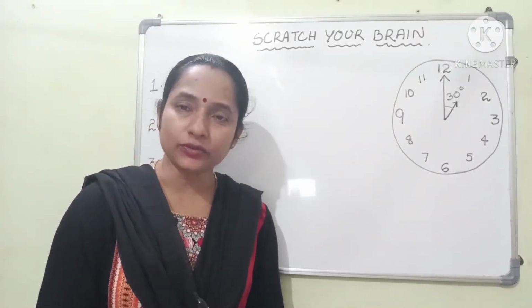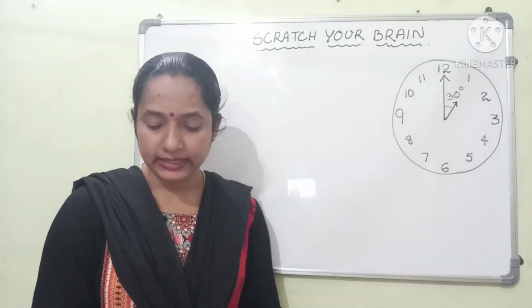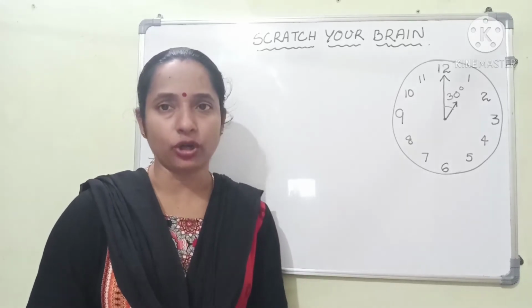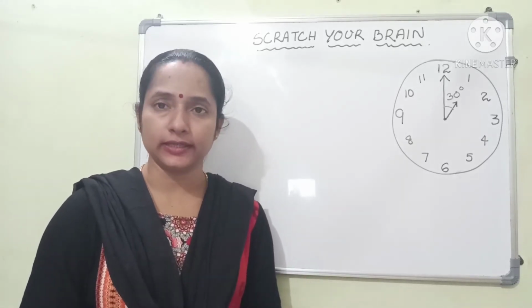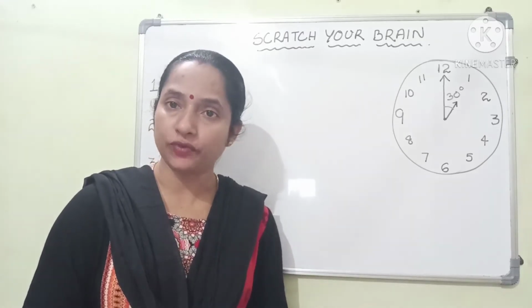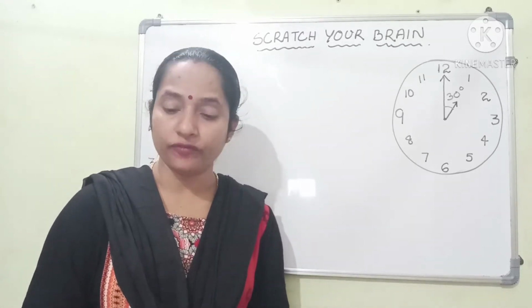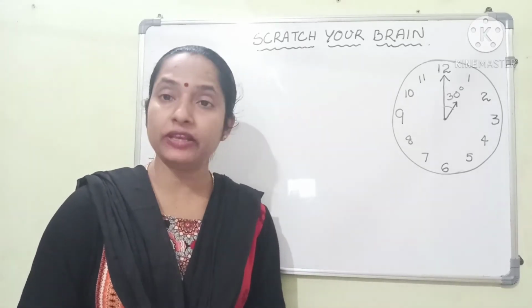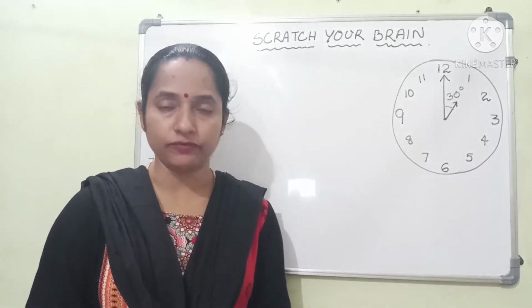Children, the second question of Scratch Your Brain is, the angle formed between any two consecutive numbers by the hands of a clock is 30 degrees. Now, use the information to find the angles formed by the hands of the clocks that are shown in the questions given in the book, and fill the given table. So one of them is done for you in the book.